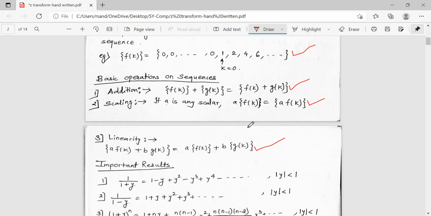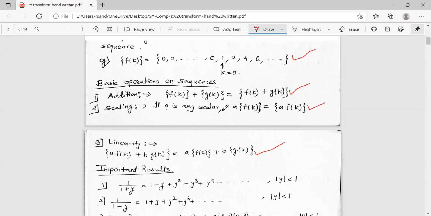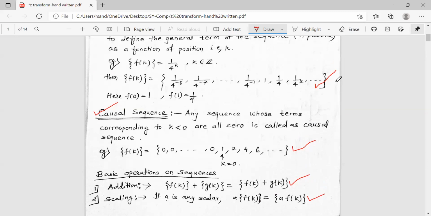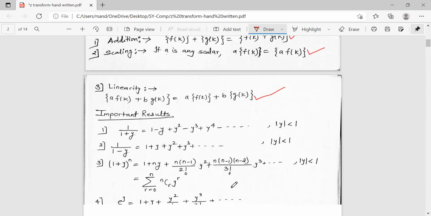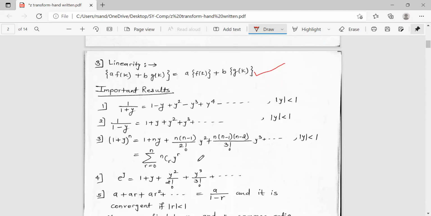Similarly now, I think all of you can just write down this thing: the f of k sequence, like (1/4)^k as an example, then the causal sequence and the basic operations on the sequence. Okay. Now these are the important results which are very, very helpful in defining the transforms. So what are those? This is like a binomial expansion. So series expansions here will help you to find out the sequence, the convergence and divergence part.